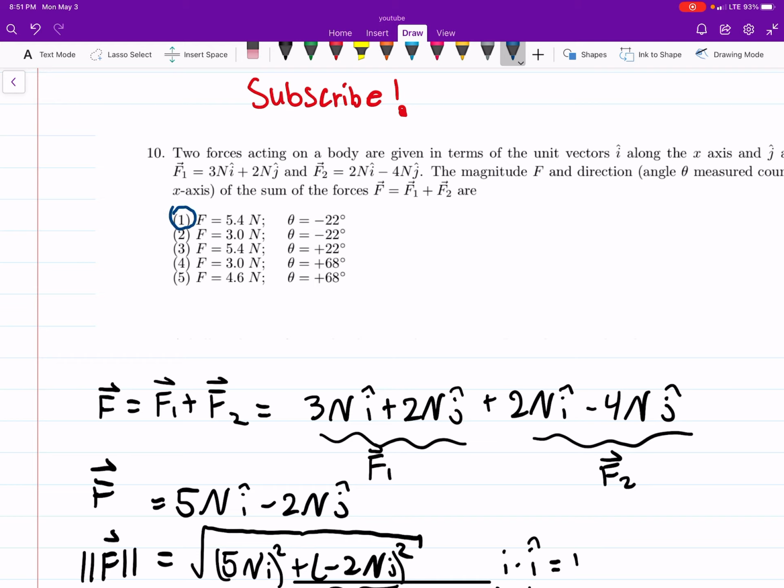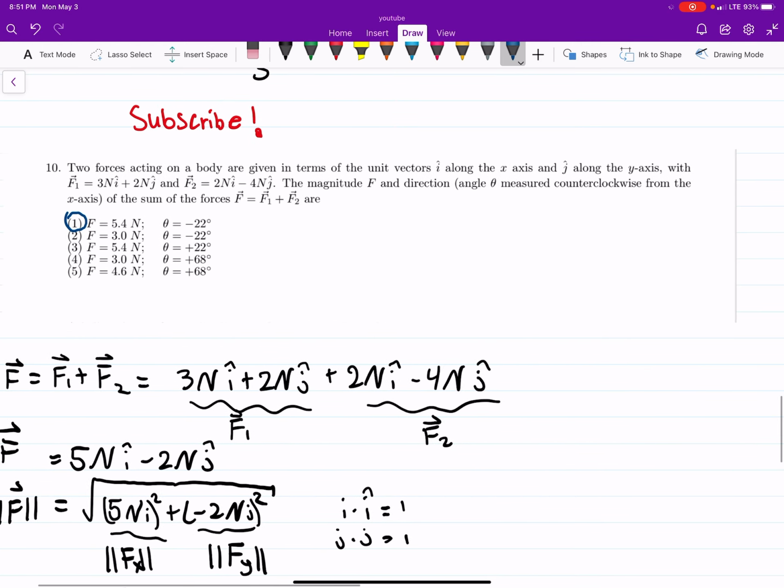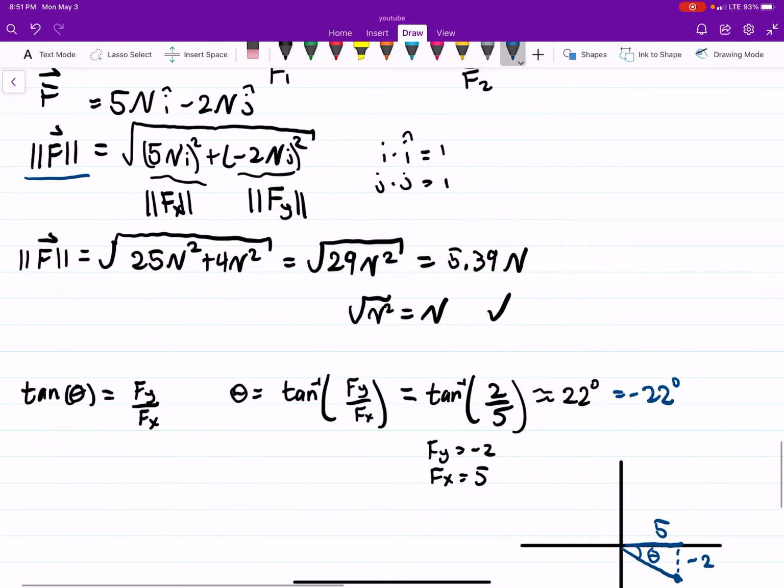So answer choice 1, 5.4 newtons and 22 degrees below the horizontal. So that's how you do it: superposition, the definition of our magnitude, and then how we get our angle theta. And then understanding what these mean are the real core of the problem. So hopefully that helps.